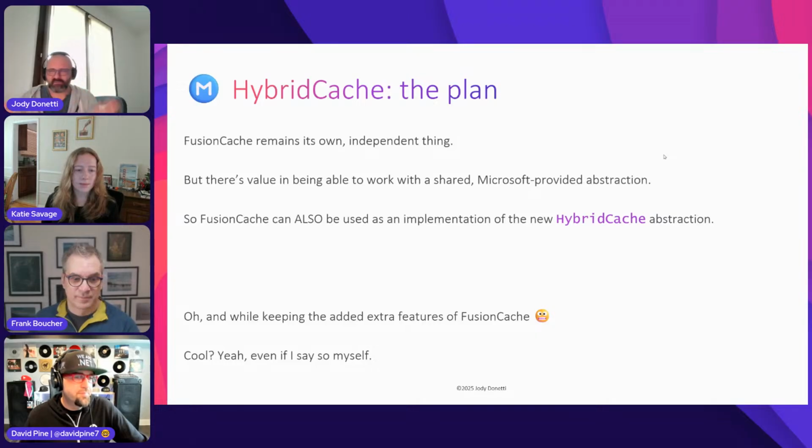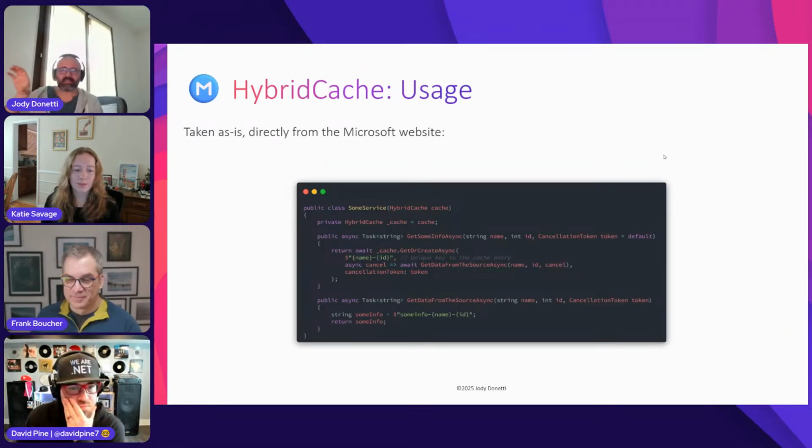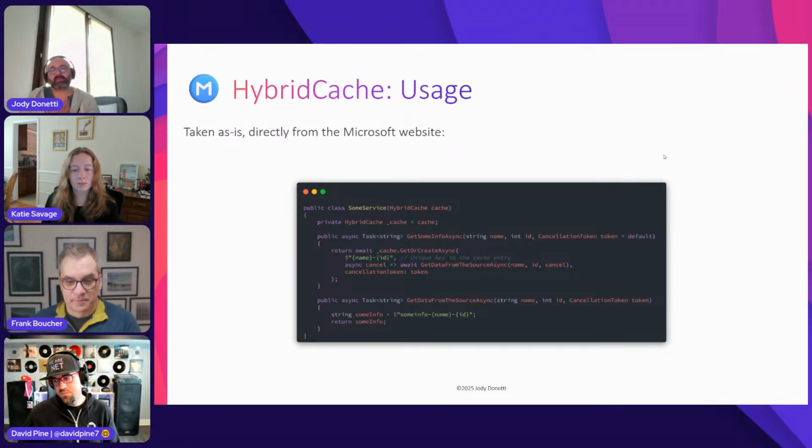Yeah, cool, I think so, even if I say so myself. And this is the setup. It's one line. Basically, when you register FusionCache, you simply add .AsHybridCache, and that's it. Now, if you look at the usage, this is taken from the Microsoft website. Don't look too much into it, but it's basically an MVC service or some service where you have a dependency on HybridCache, the abstraction. What are you going to change? Nothing, because with .AsHybridCache, it will be usable as a HybridCache implementation everywhere. This is already pretty cool, because you have from day one a third-party implementation that you can use with some extra features.